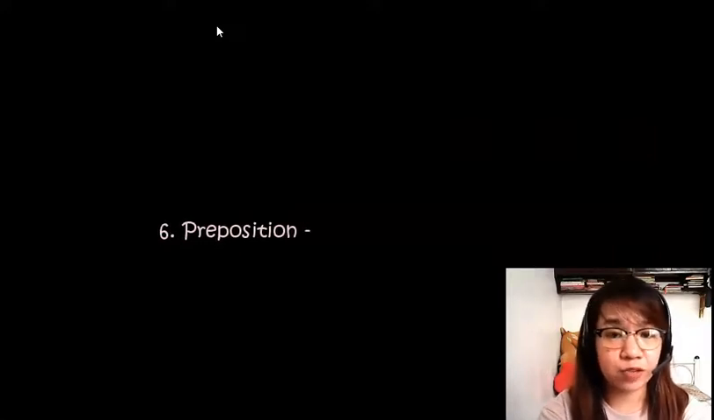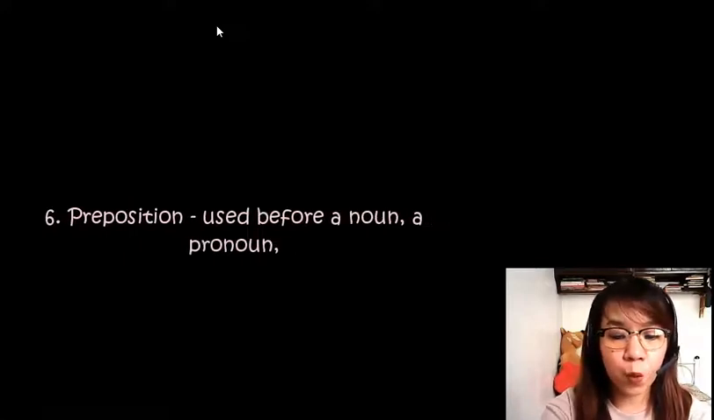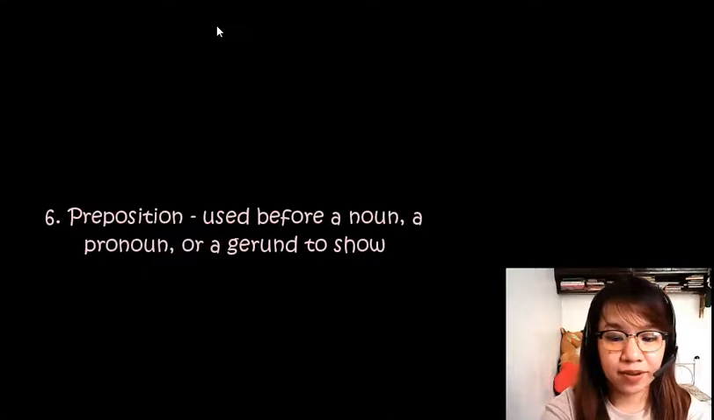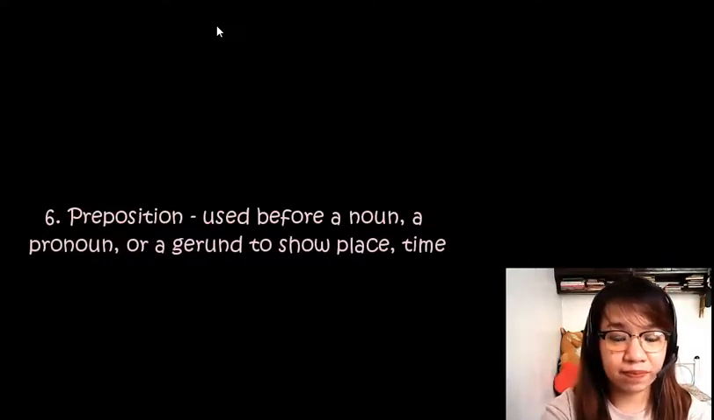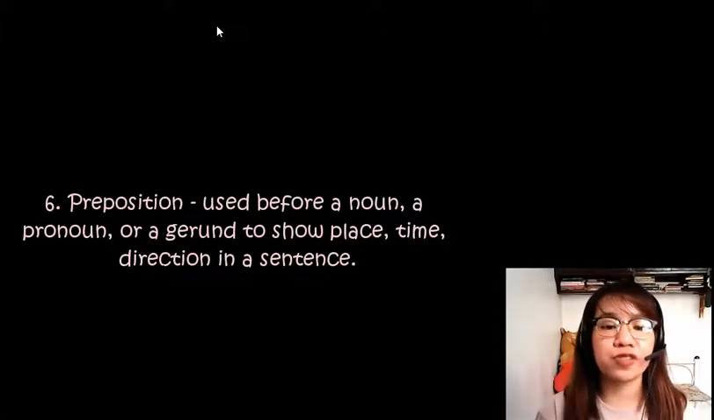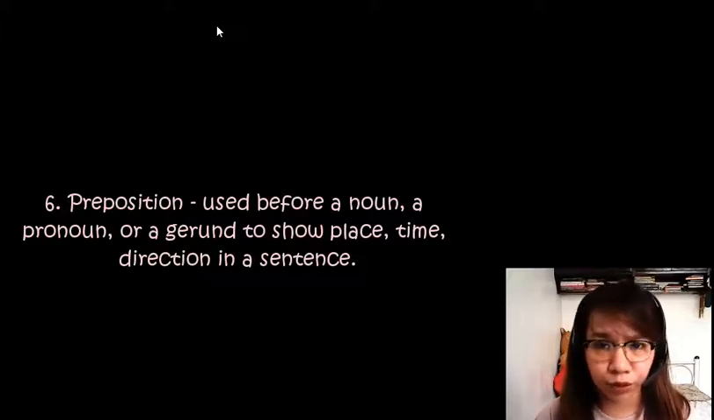For number 6, we have preposition. What is a preposition? A preposition is used before a noun, a pronoun, or a gerund to show place, time, or direction in a sentence. Again, a preposition is a word used before a noun, a pronoun, or a gerund to show place, time, direction in a sentence. Examples of prepositions are at, in, on, from, above, below, like that.